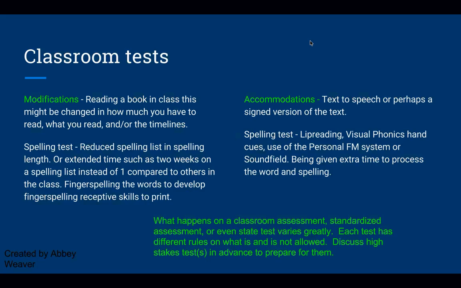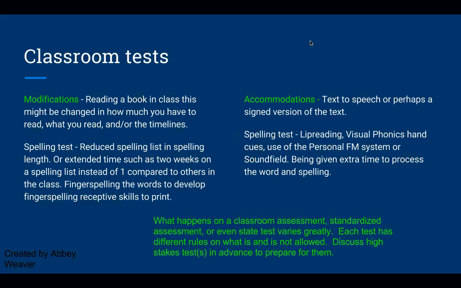An accommodation, and this is not related to the spelling test, it can be text-to-speech or perhaps a signed version of the text. I've done that with different passages for students where I just videotaped myself, put it on a private channel, and that way the student could see me signing the passage and really help with the comprehension.